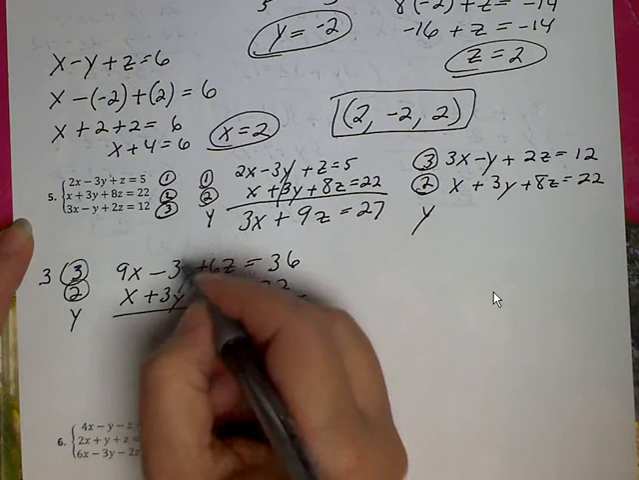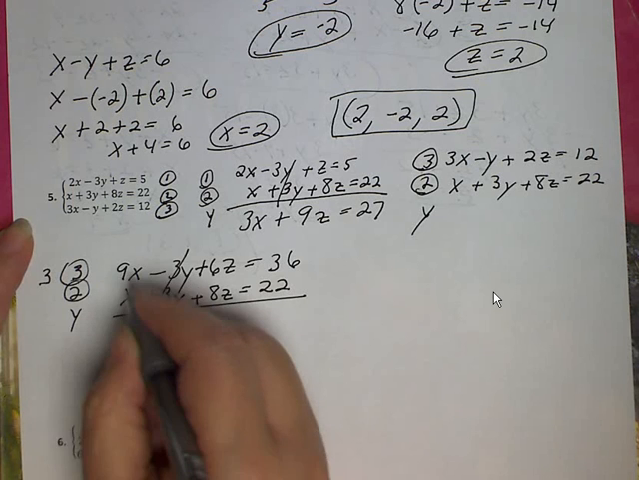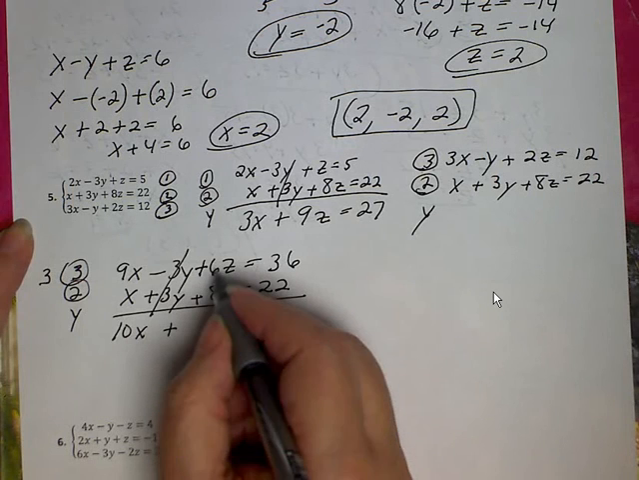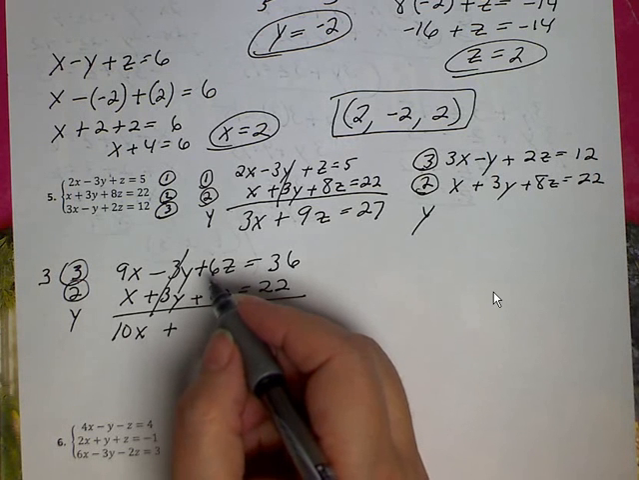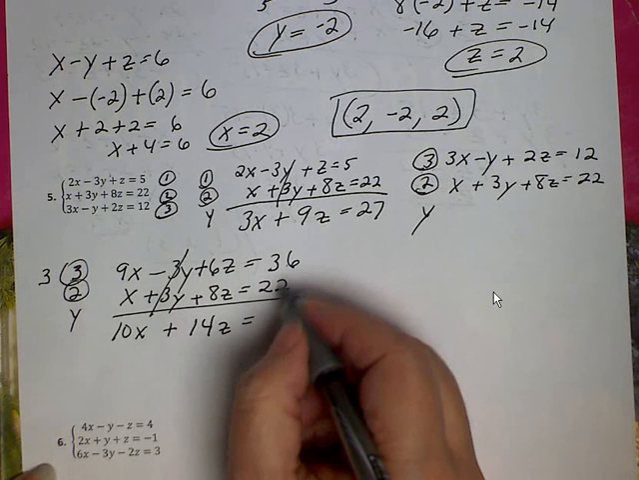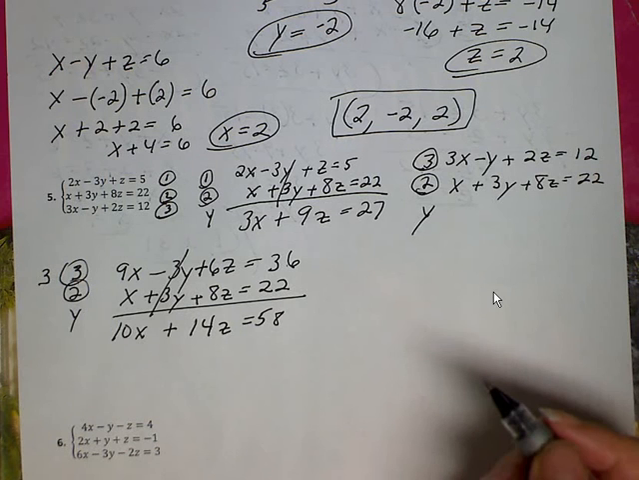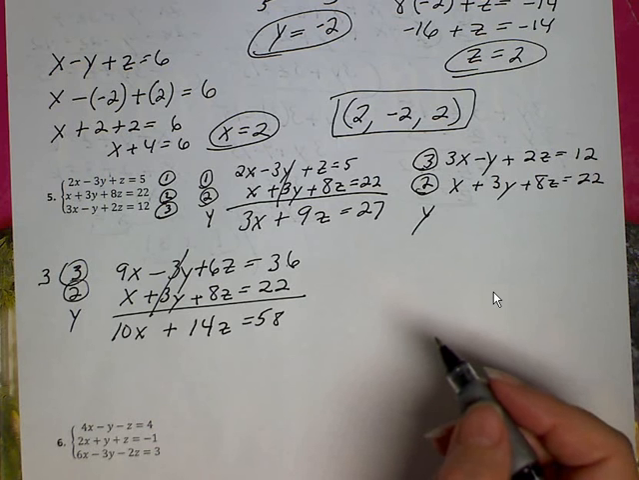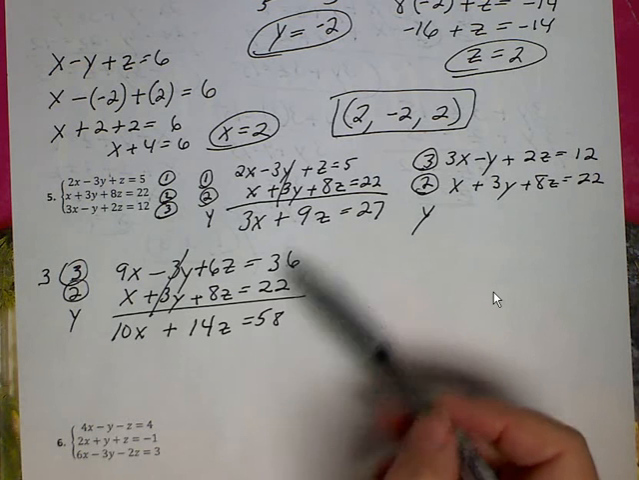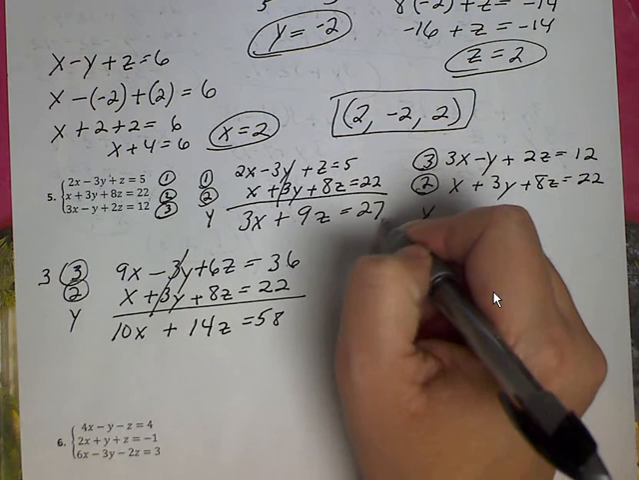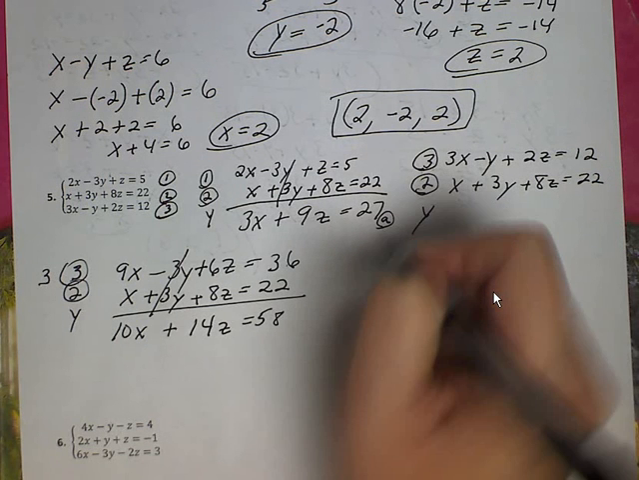My y's are gone, so I have 9 plus 1, 10x, and 8 and 6, 14 z's is equal to 58. So these are the two that I have to use. Just for the sake of this video, I'm going to call this A and this equation B.